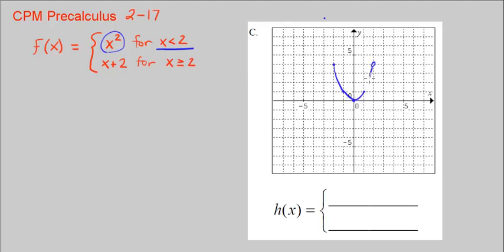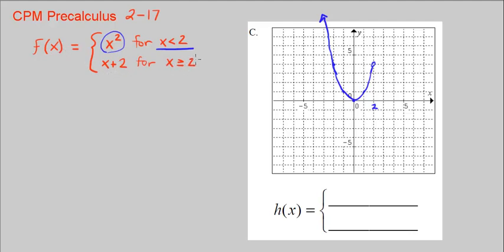So here is a picture of our parabola, and it's going up and to the left forever. But then here it stops at 2. At 2, it's an open circle again because x less than 2 is where we're defining the x squared piece.